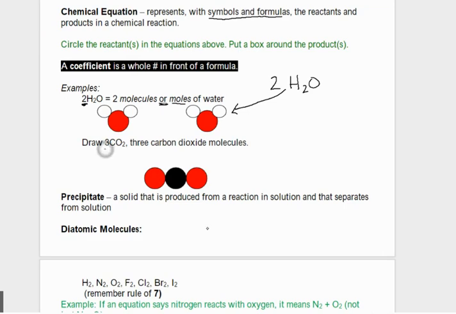I want you to draw 3 carbon dioxide molecules in your notes. Here's one, so I'm going to go ahead and draw the other 2. There's my carbon and another carbon and 2 oxygens on either side. Okay, oxygen and carbon are roughly the same size. So they look something like this.